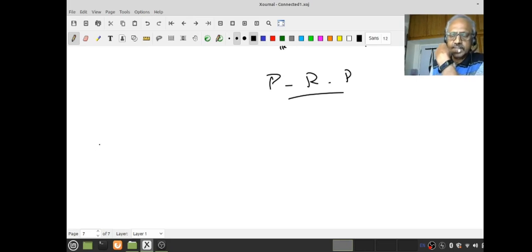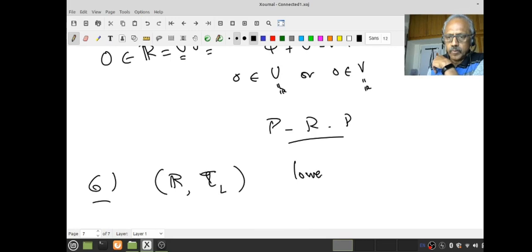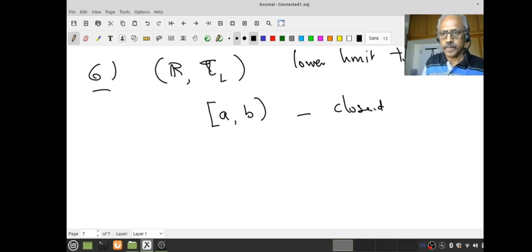Now let's look at the next example. Now let's look at R with the lower limit topology. You may recall, if you have gone through my lectures on closed sets, I have proved any set of this form, a basic open set, is also closed. This is also a basic open set, this is open. Therefore R with the lower limit topology is not connected.